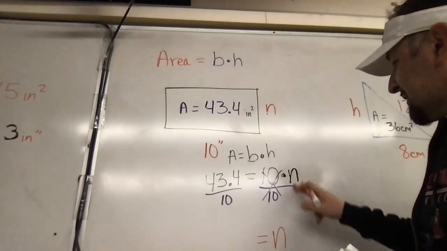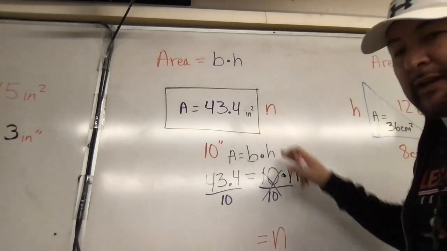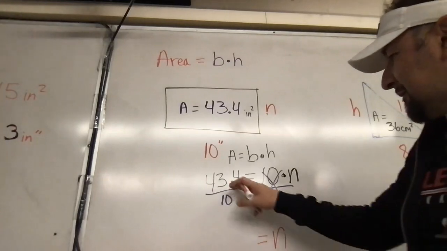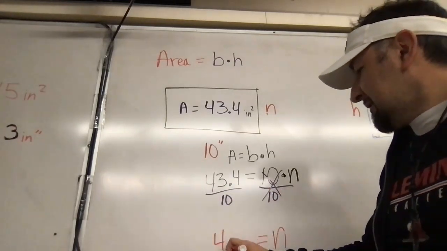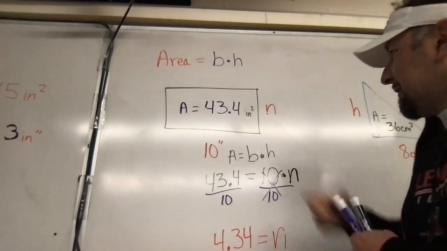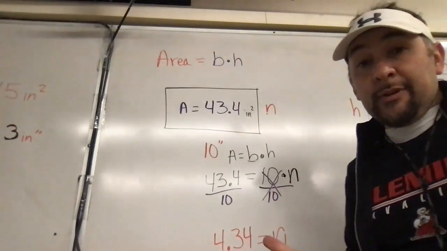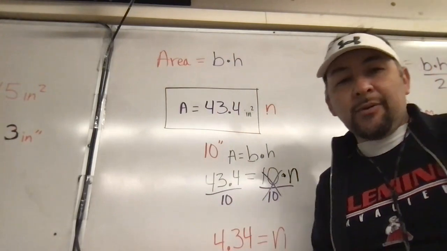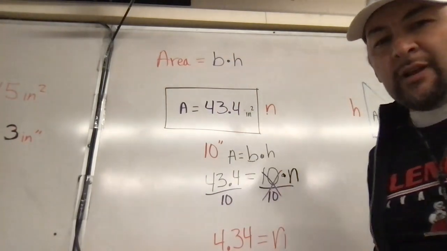That's going to cancel. So I have my missing number, which is the height. I have my missing number equals whatever that is. You can use a calculator. And then you figured out what your height was just using algebra, but with the shape as the problem. Let's go look at triangles.